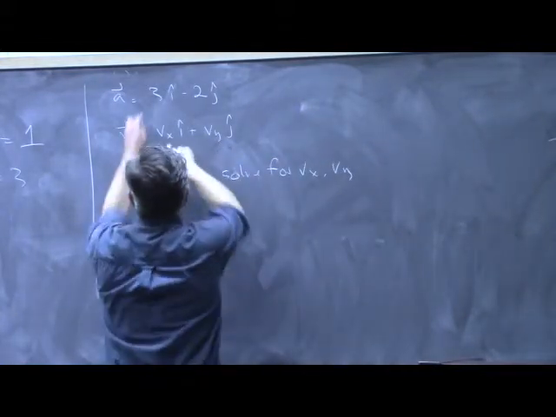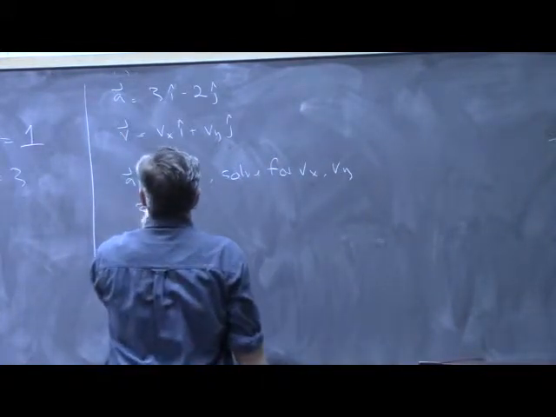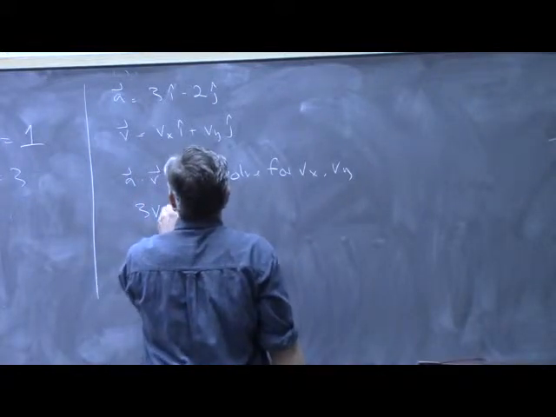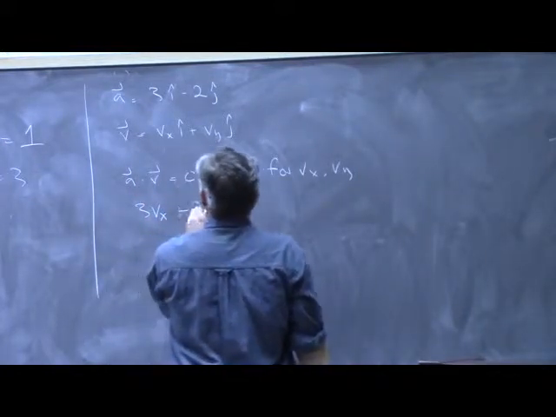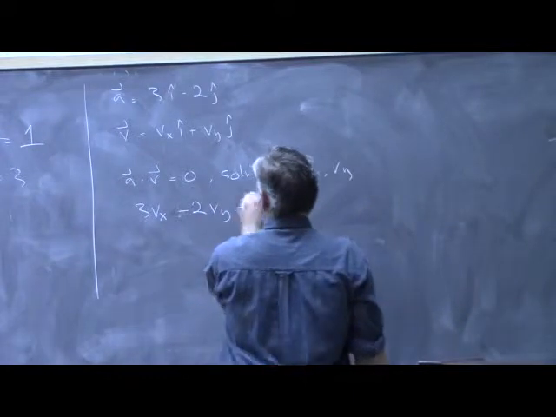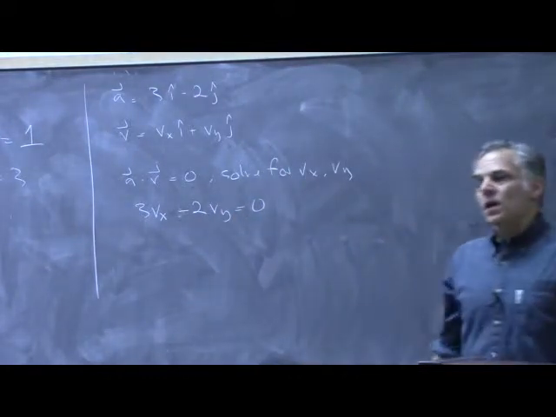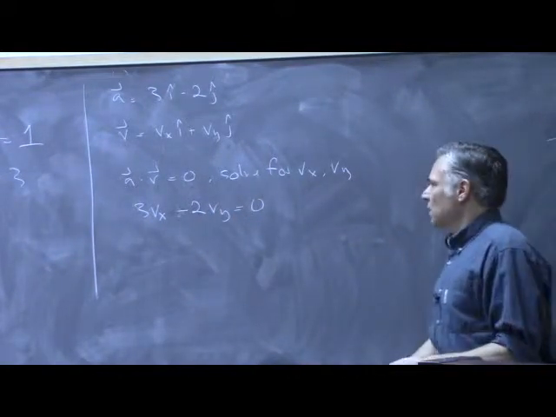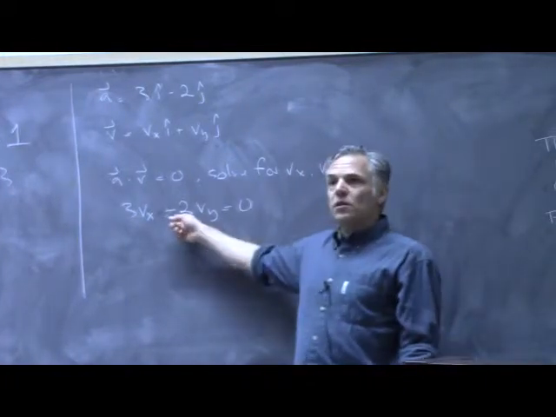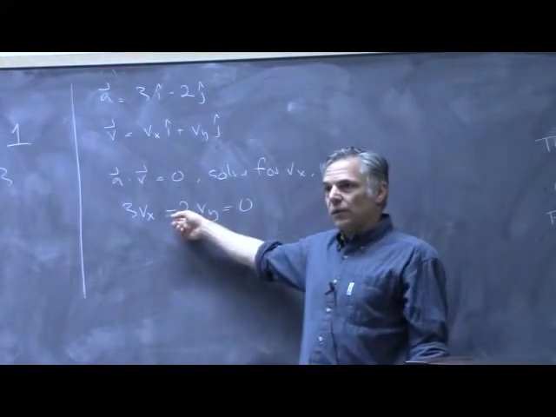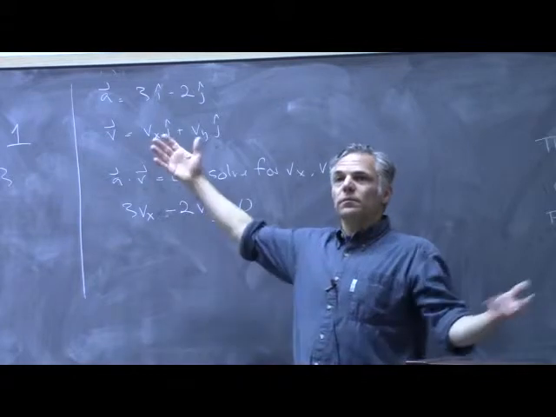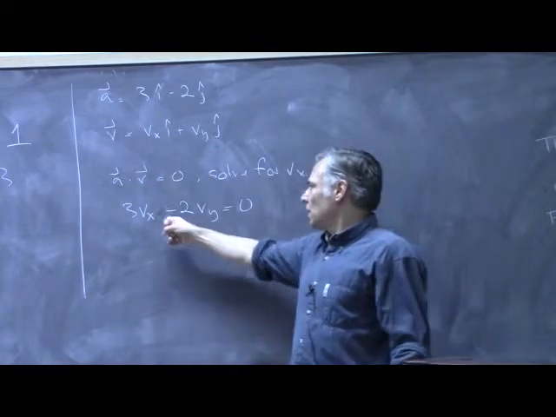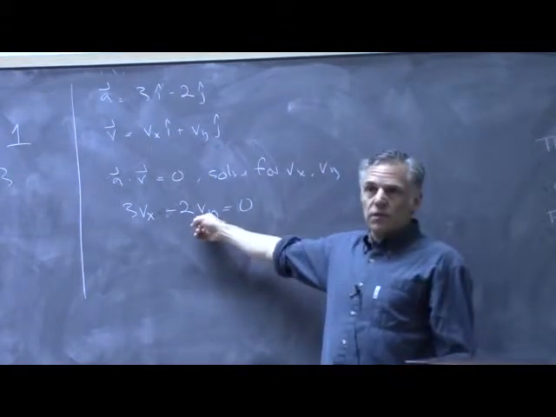So if I do that out, I'm going to get 3Vx minus 2Vy has to equal 0. And then you'll say, oh, that's a bummer, one equation, 2 unknowns. But then you'll suddenly realize that that gives you great freedom. You only need to find one pair that makes this equation true.